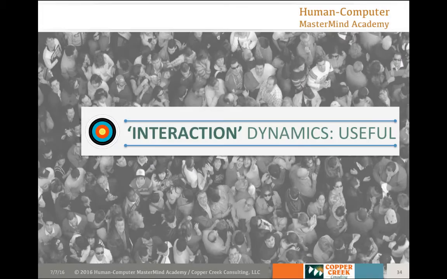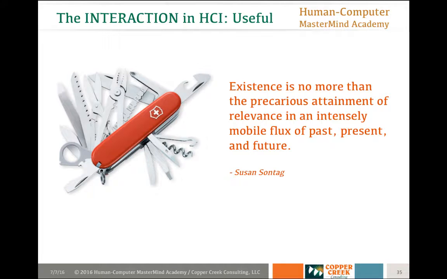We've covered the human aspect of narrative and the computer aspects of usable and seamless. Now we're going to move on to the interaction portion of human-computer interactions. And we're going to start with useful. Now, we're going to talk about useful.